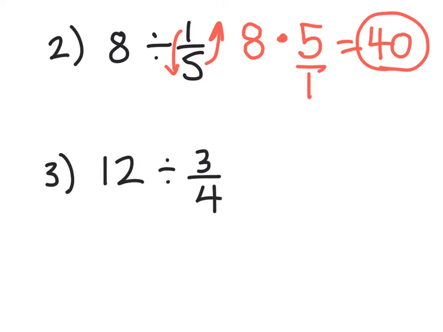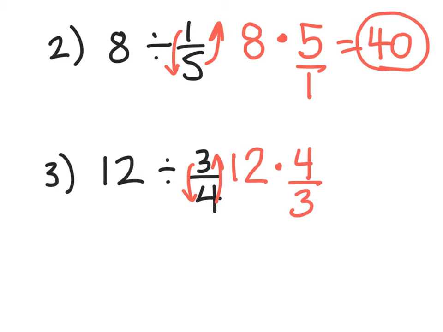Okay, look at number 3. We have 12 divided by 3/4. Okay, so that first number, 12, is not going to change. The division changed to multiplication. And now let's do the reciprocal. Instead of 3/4, we'll do 4/3.